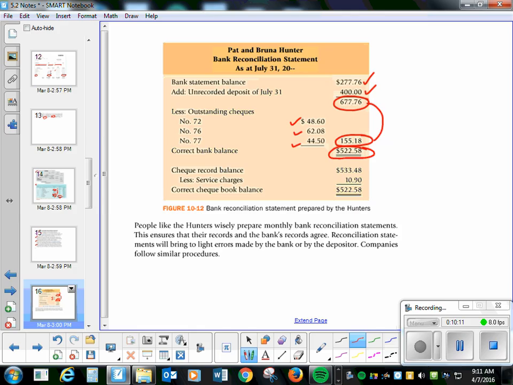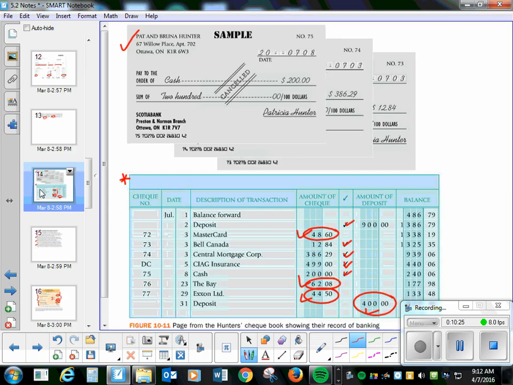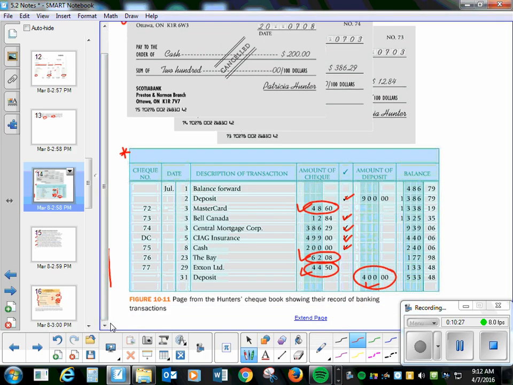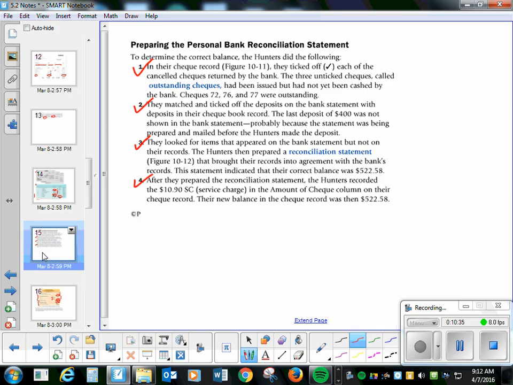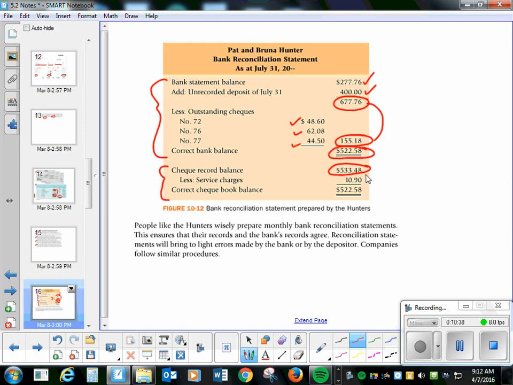Now your book, so this is the bank, what the bank says, this is what you say. Your transaction or record book says that you have 533.48, but you did not know that this service charge has to come off yet. Okay, so you have that service charge of $10.90 that you need to take off of there yet. So your book says that you have 522.58, which is exactly the same as what the updated balance of the bank also says.